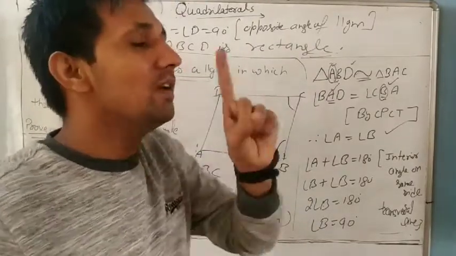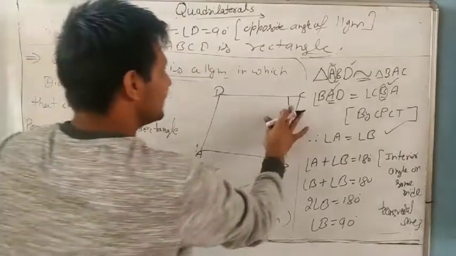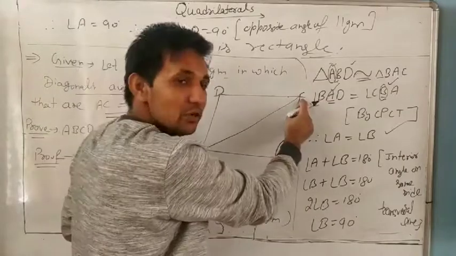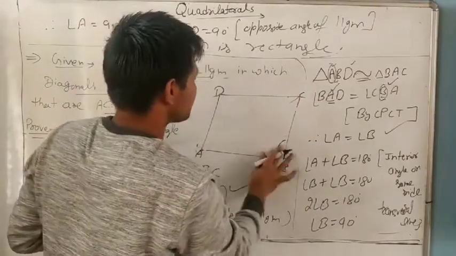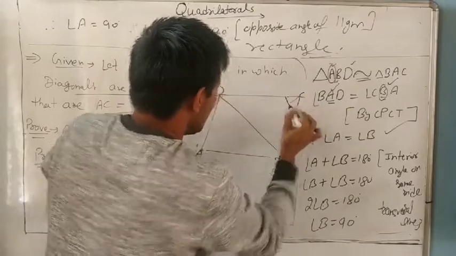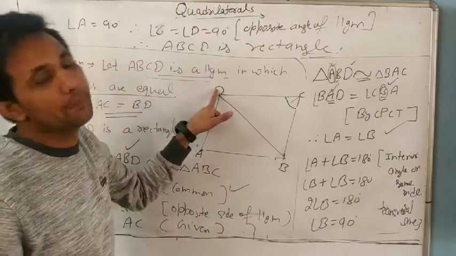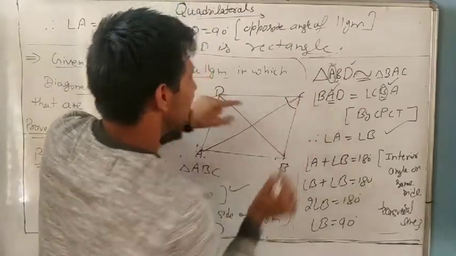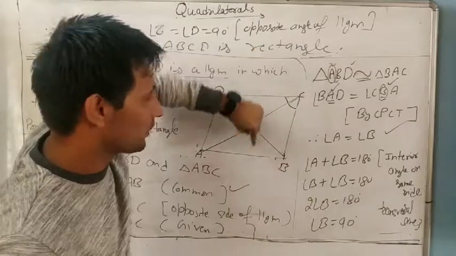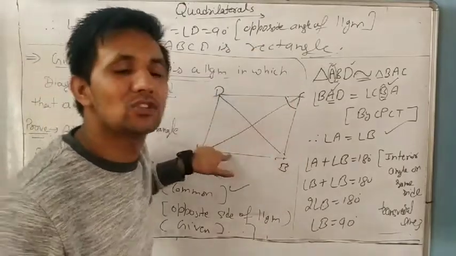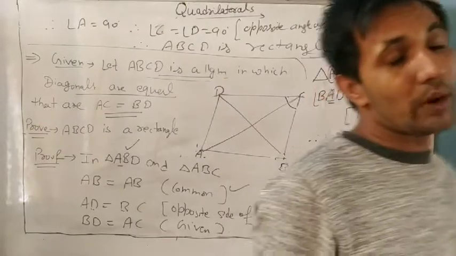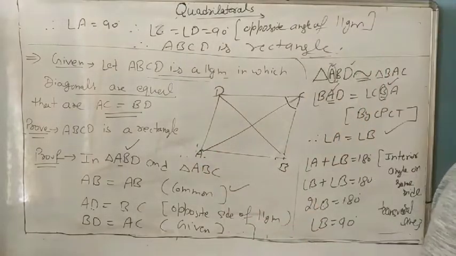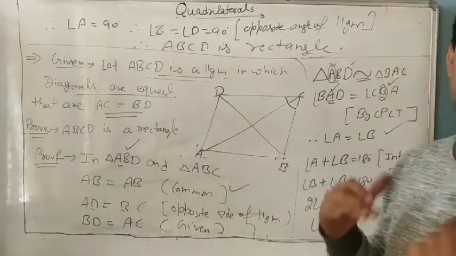So what will we take? We will take two triangles in which angle B and angle C lie. Angle B is in this triangle ABC. Second is angle C, in this triangle BCD. BCD and ABC: BC is common, this one equals this one, these are the diagonals, already given. Then these two triangles are congruent, and the rest is the same. Any two angles you can take and prove it. So this question you can do by this method.